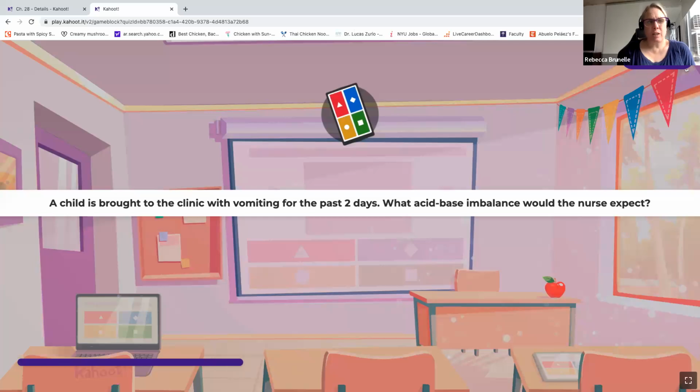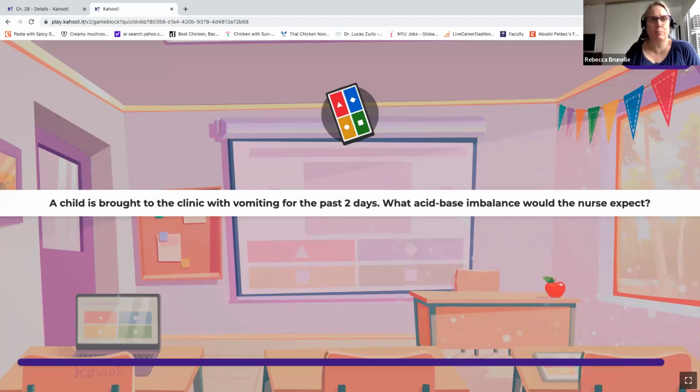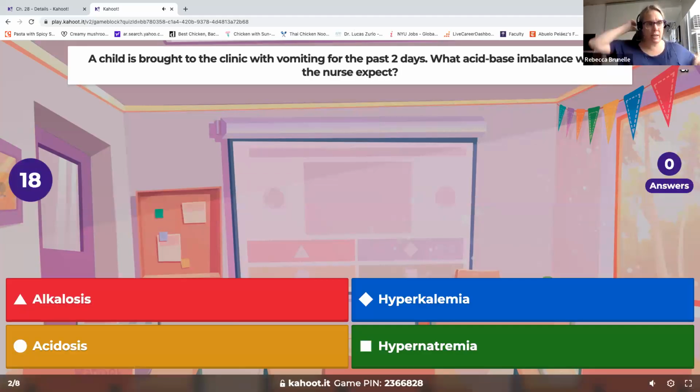A child is brought to the clinic with vomiting for the past 2 days. Which acid-base imbalance does the nurse expect? Alkalosis, acidosis, hyperkalemia, or hypernatremia?